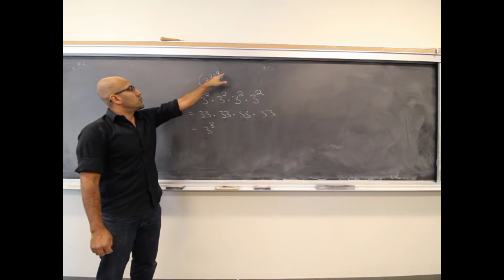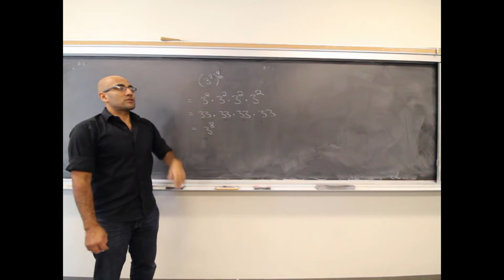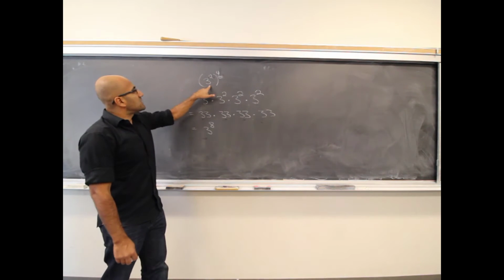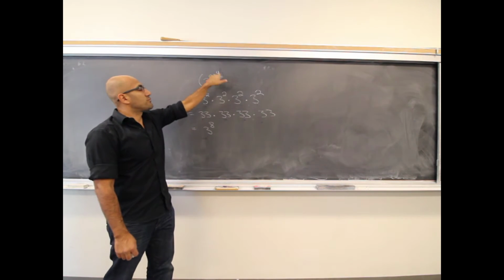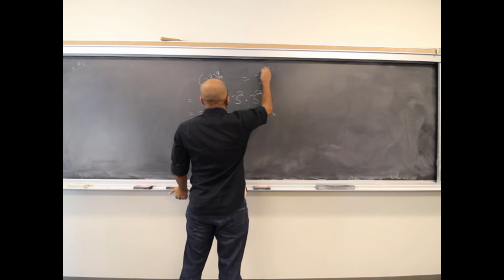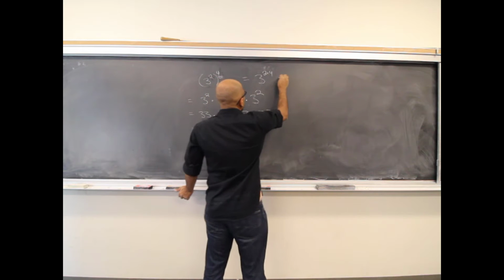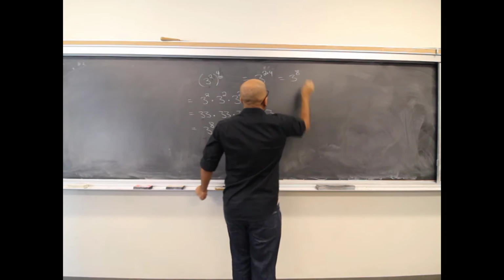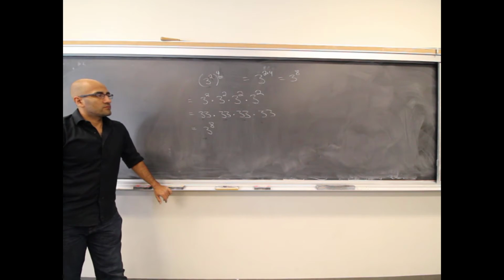Okay, so what should we do with the 4 and the 2? Multiply them, right? That's what this property tells me, that if I have an exponential number raised to another exponent, the shortcut will be to just multiply them together. And so this is 3 to the 2 times 4, which is equal to 3 to the 8th power. Good? Questions, comments, issues?